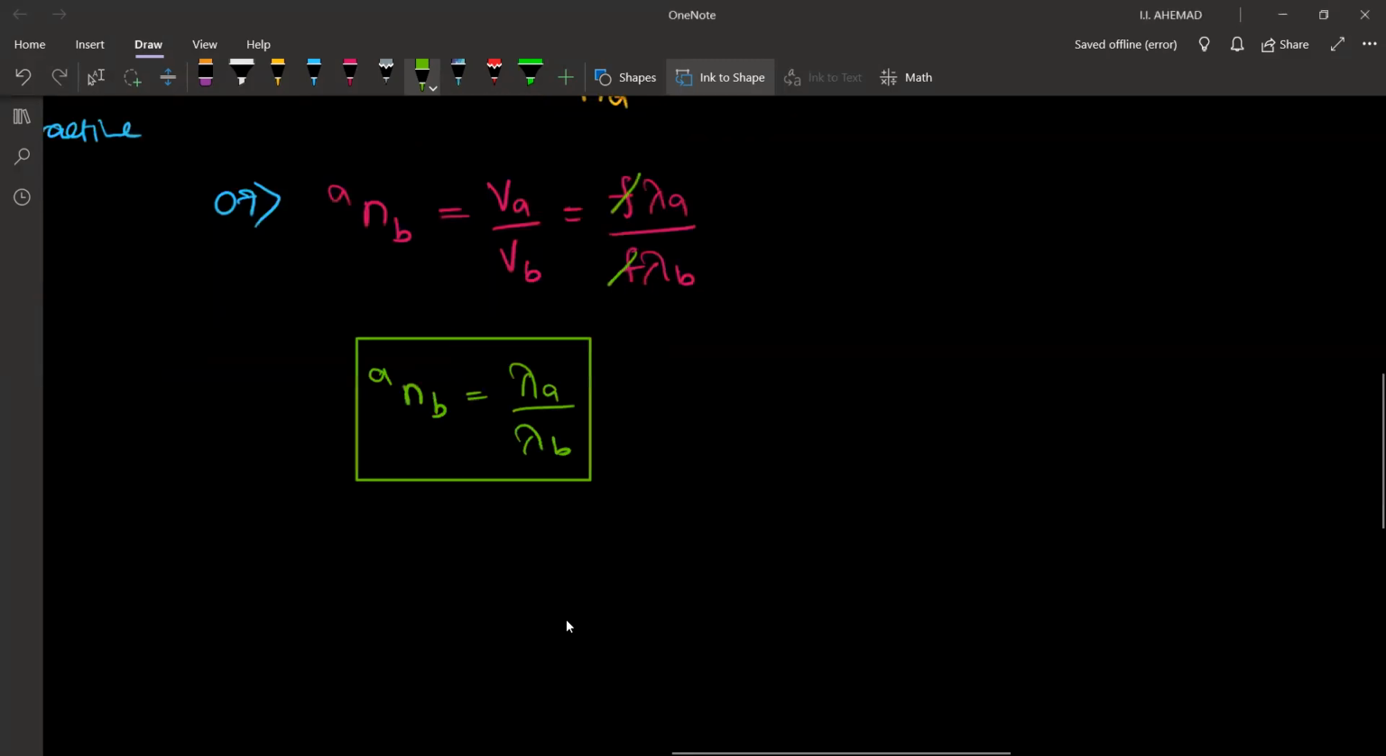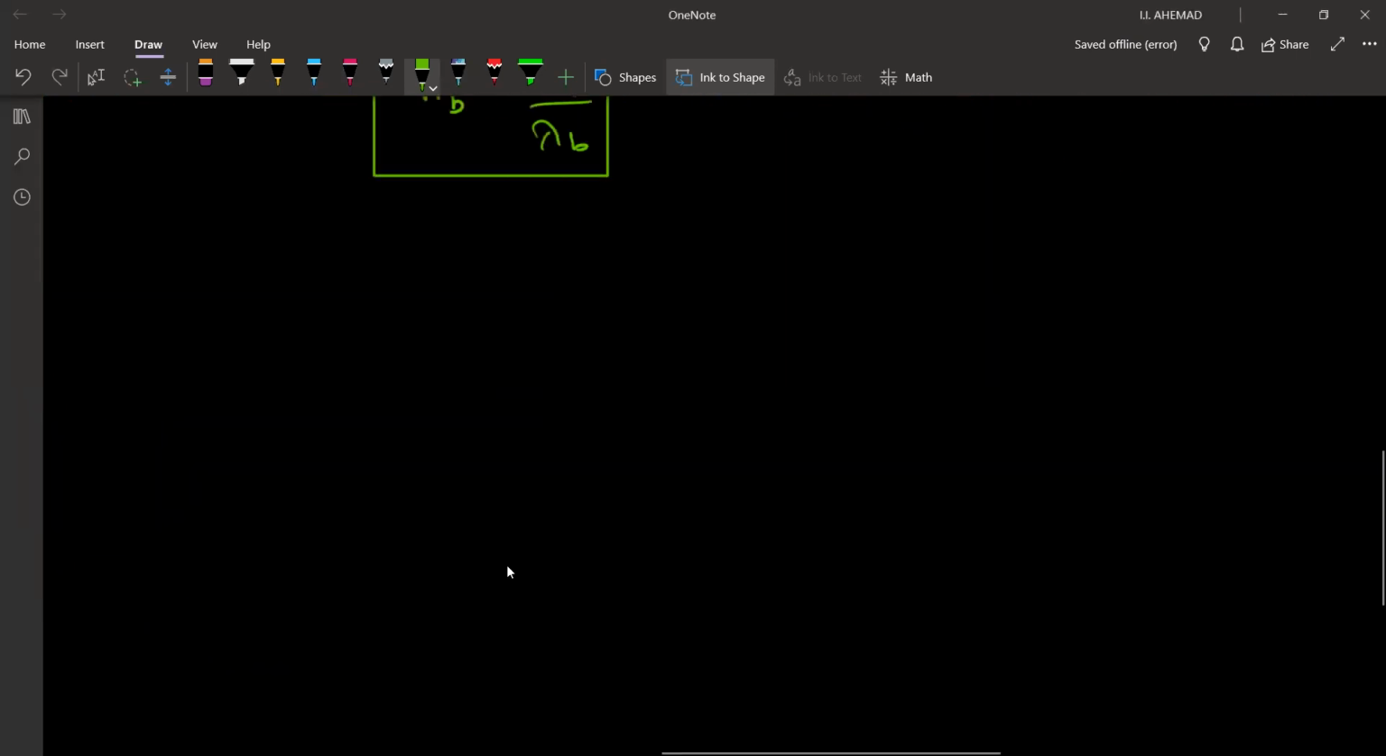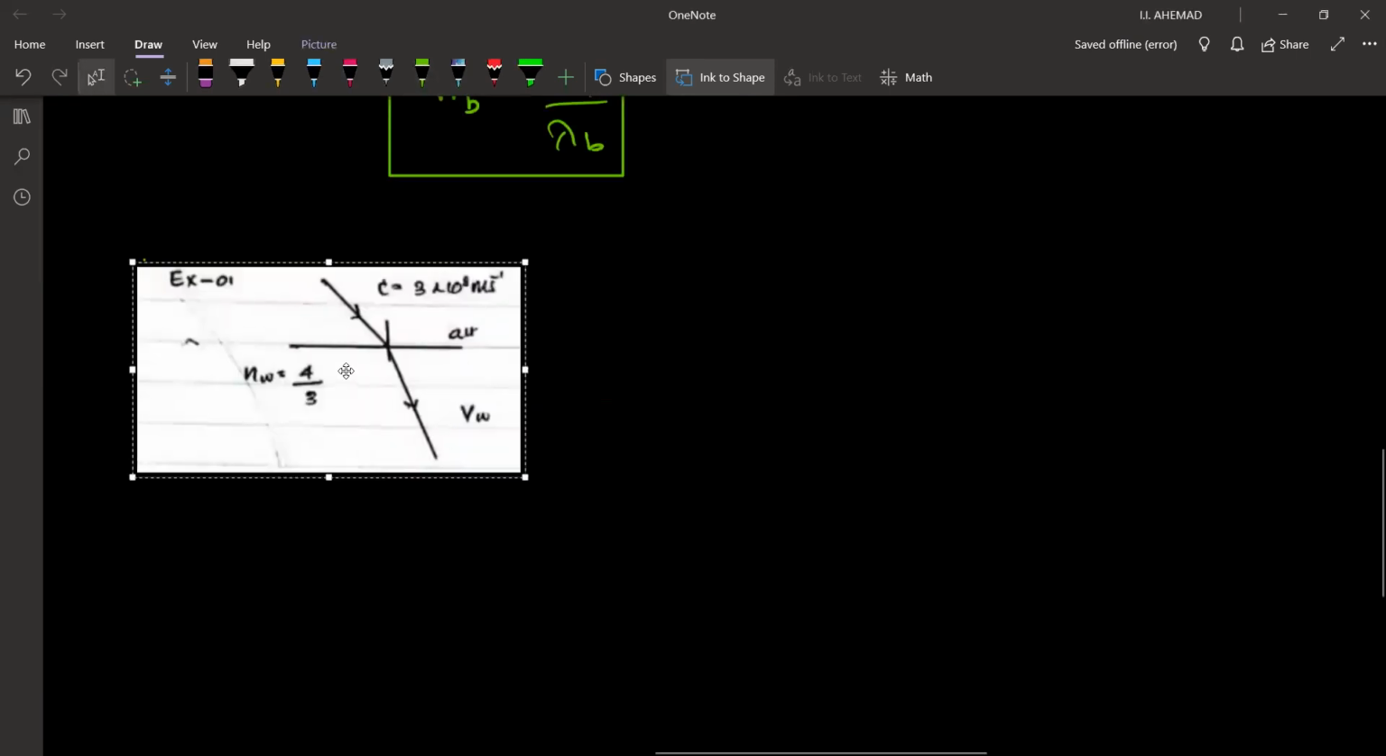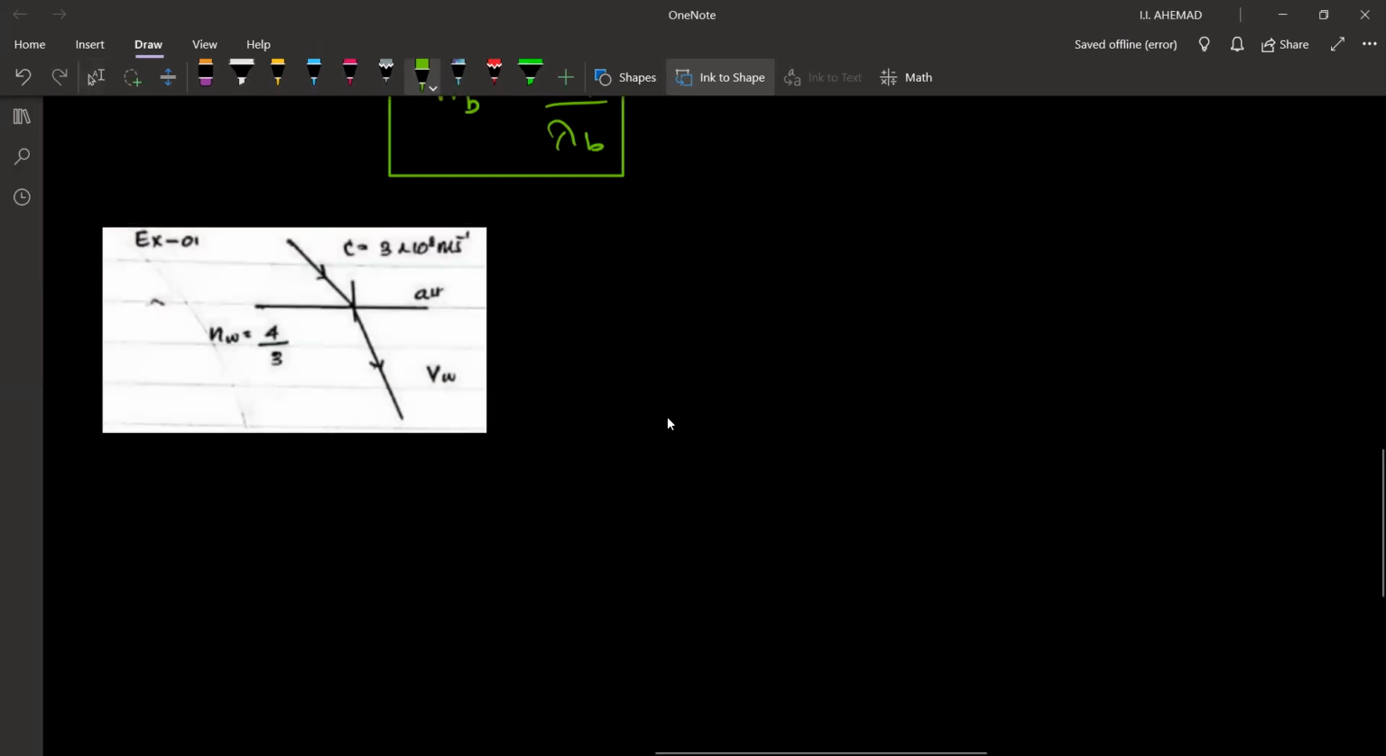Done. Let's try this example. Example 1. The speed of light in free space is given as 3 into 10 to the power 8, and the refractive index of water is given. We have to find the velocity of light in water. Can you give a try? I'll do it on the screen. You try by yourself and then check.